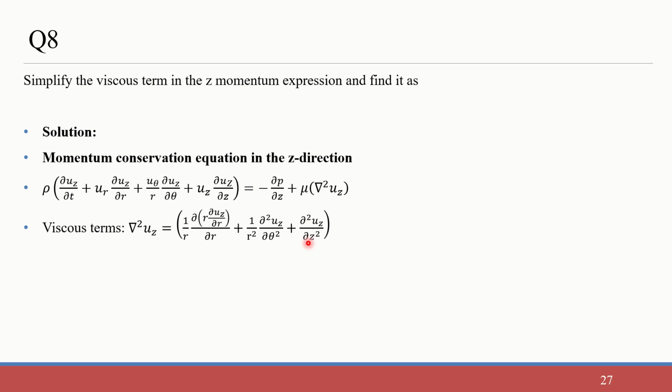What we know is u_z is 0 here, so all the terms become 0. This becomes 0, this becomes 0, and this also becomes 0. So the viscous terms in the z momentum expression are 0. So that is the conclusion.